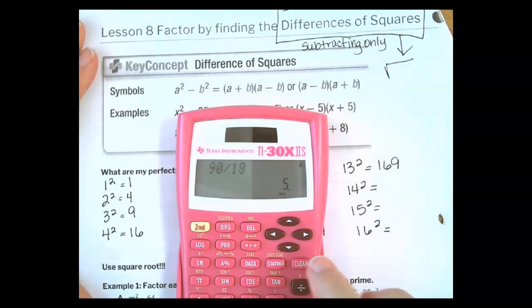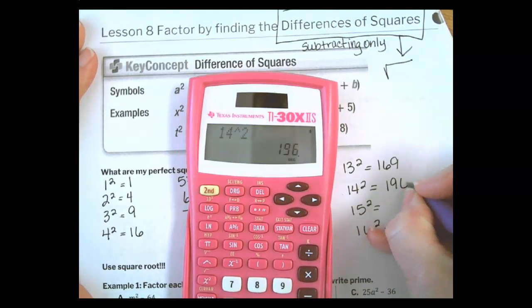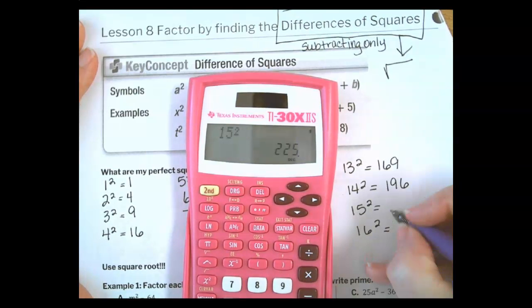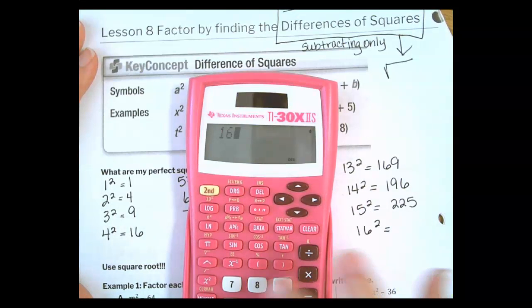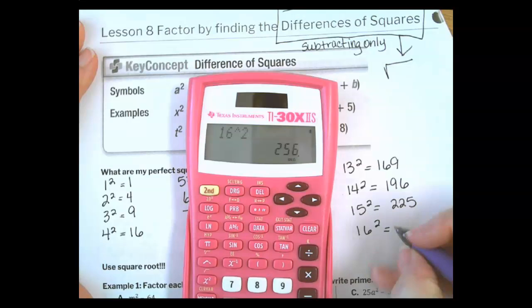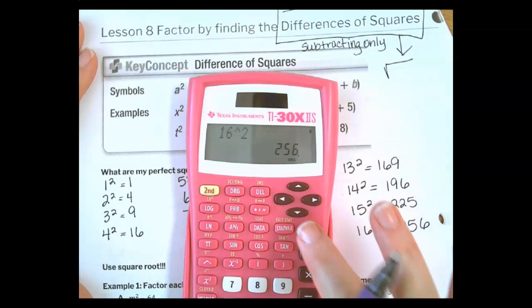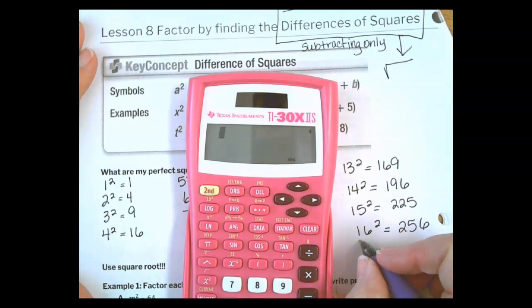Make sure you know how to do these. So 14, caret key, 2, using the caret key, so that was 196. 15 squared is 225, and then 16 squared is 256. All right, so let's review what the square root key is. If I do the square root of 256, I should get 16. So these are my bases.